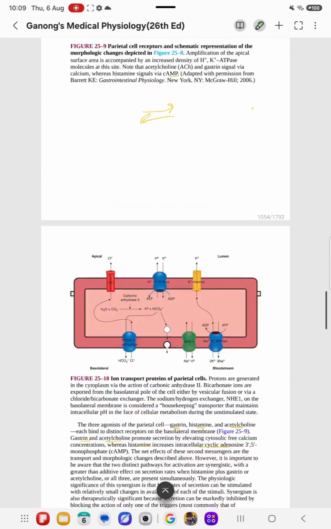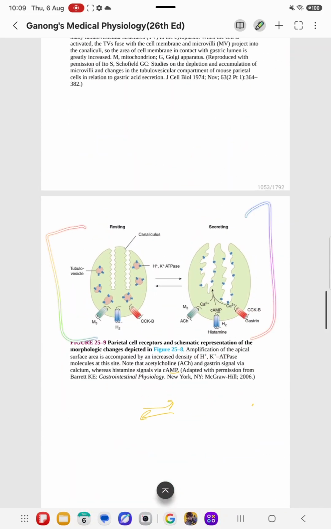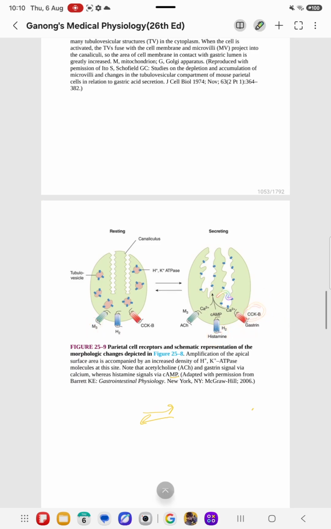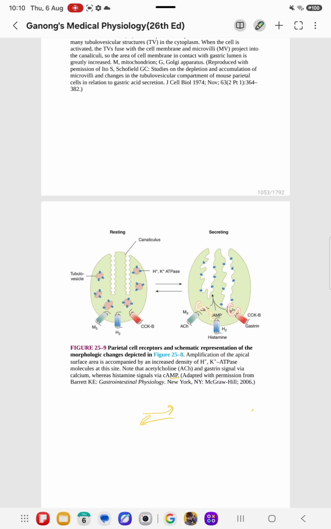Right. This is our parietal cell. Resting phase, tubular vesicles, hydrogen potassium ATPase, right, M3 receptor, H2 receptor, CCKB receptor present over there. Acetylcholine binds to M3, histamine binds to H2, gastrin binds to CCKB receptors and produces calcium and second messengers.